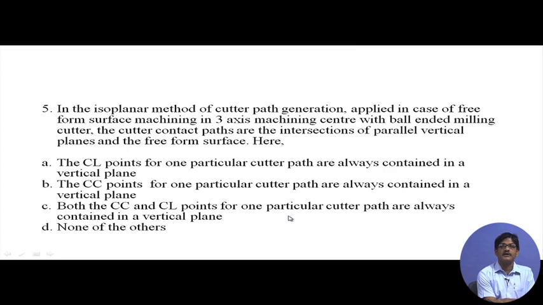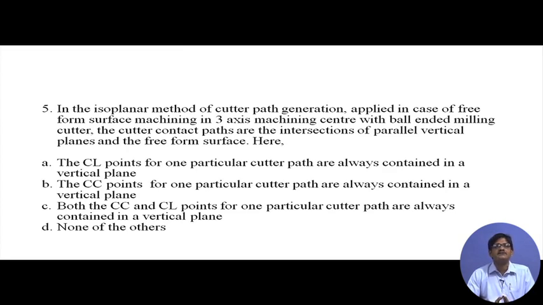In the isoplanar method of cutter path generation applied in case of free-form surface machining in a 3-axis machining center with a ball-ended milling cutter, the cutter contact points are the intersections of parallel vertical planes and the free-form surface. Okay, this we already know.